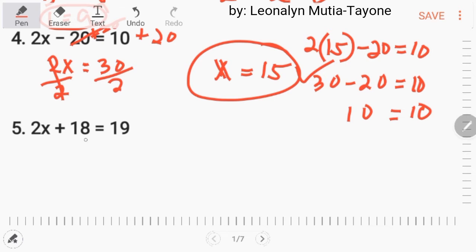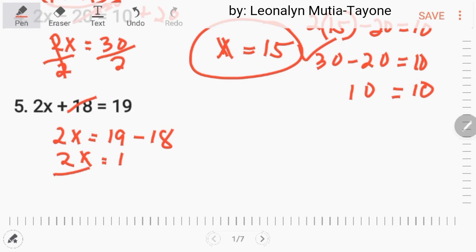2x plus 18 equals 19. And that is 2x equals 19 minus 18. Kasi nag-minus tayo ng 18 to both sides para ma-cancel out ito. And then 2x equals 19 minus 18. That is 1. So, para ma-cancel out itong 2 dito at mapunta na sa kabila at ma-isolate si x dito. So, we divide both sides by 2. And that means x is equals to 1/2 or 0.5.